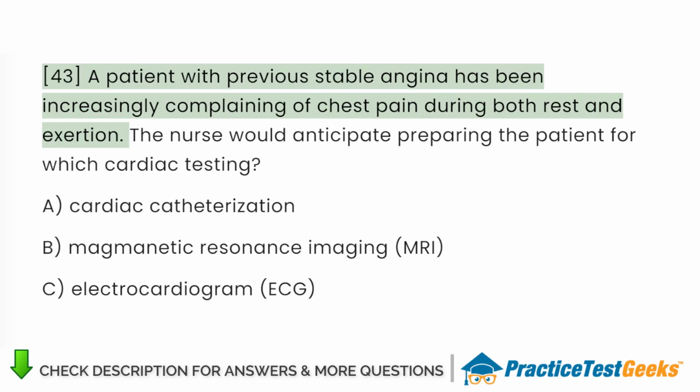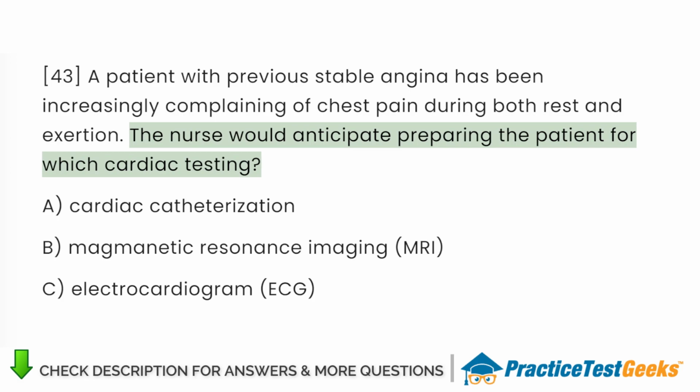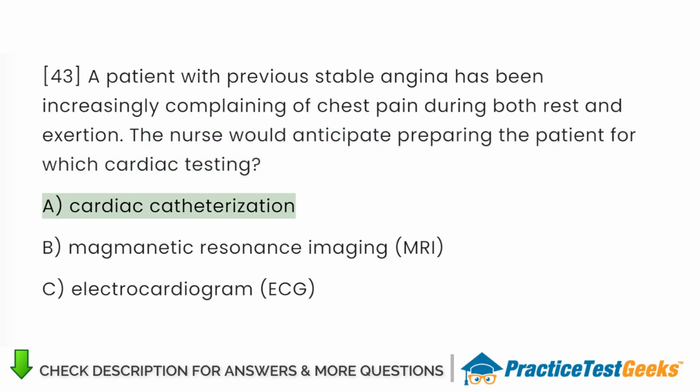A patient with previous stable angina has been increasingly complaining of chest pain during both rest and exertion. The nurse would anticipate preparing the patient for which cardiac testing? A. Cardiac catheterization. B. Magnetic resonance imaging, MRI. C. Electrocardiogram, ECG.